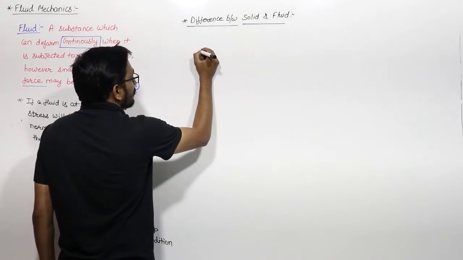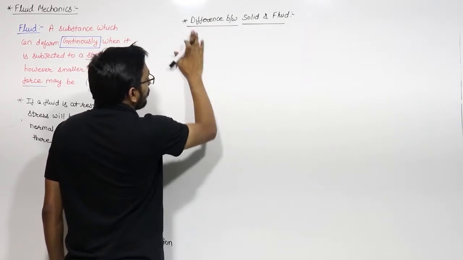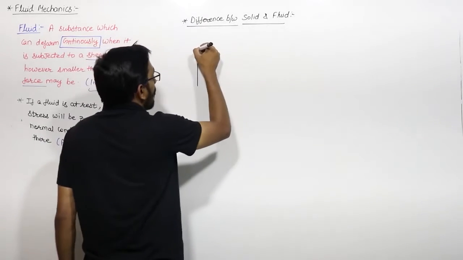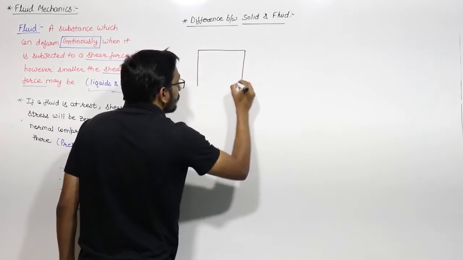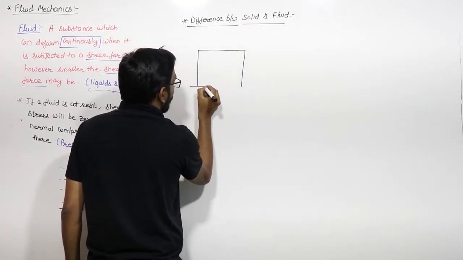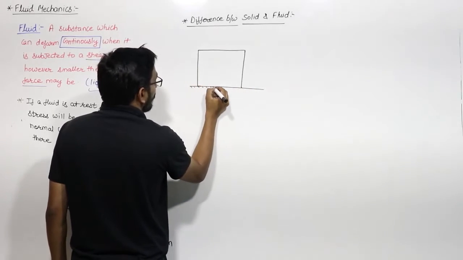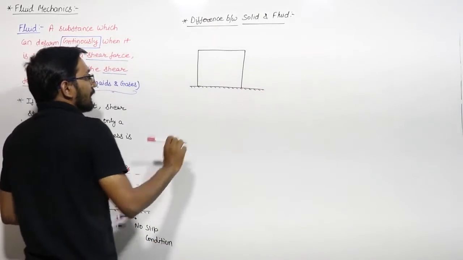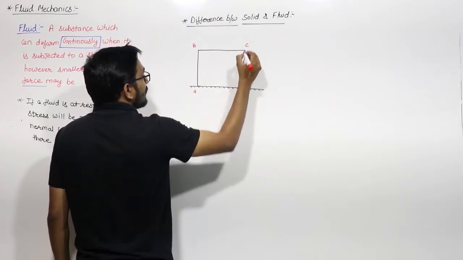If you remember from the strength of material, suppose this is a solid block. The bottom end of this solid block is stationary, I fix it. If you name it, let us say this is A, B, C and D.